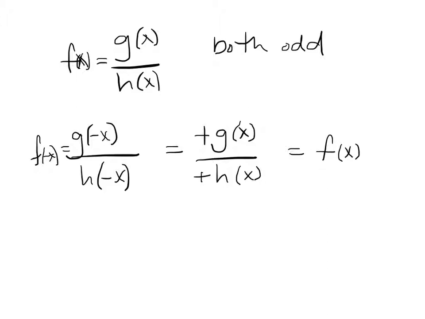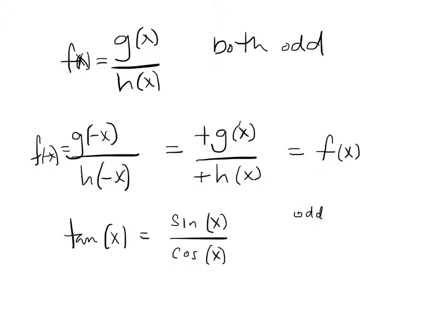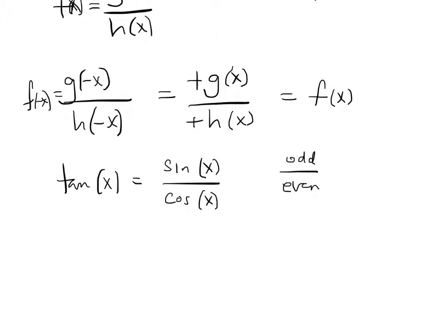And you mentioned tangent before. So tangent of x is sine of x over cosine of x. This is an odd function over an even function. The same pattern is going to play out, except for when we get to this stage, there'll be no canceling. We'll have a minus and a plus.